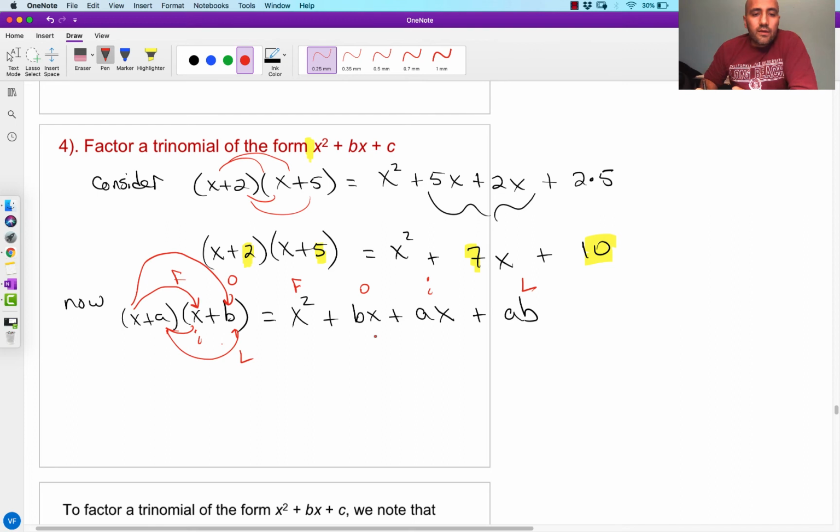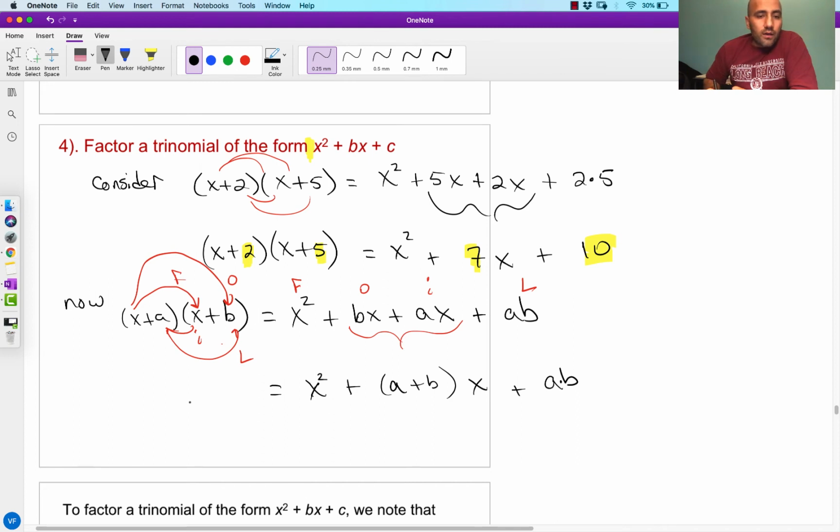There's our FOIL. And again, these two terms are like terms, so we can combine them. They both share a common factor of x. So we can just combine their two numbers. We add the a and the b. So this becomes x squared plus a plus b times x, order doesn't matter, plus ab.